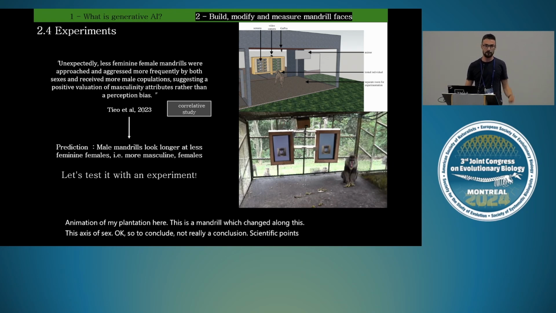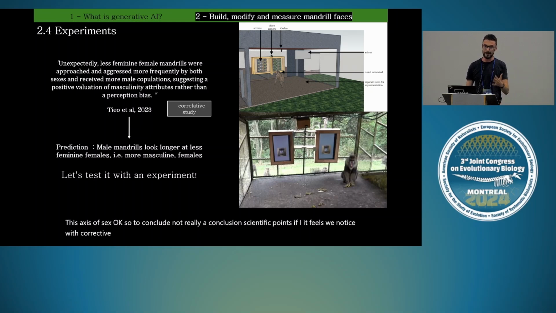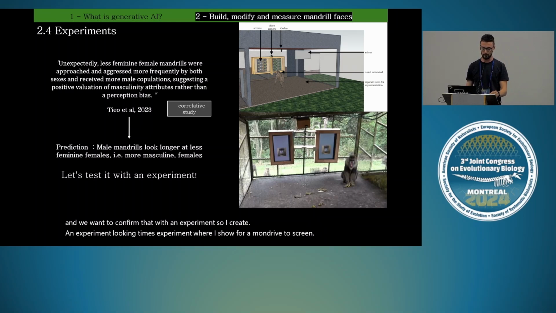Okay, so to conclude, not really a conclusion, scientific points. If in the field we notice with correlative study, male mandrills seem to prefer less feminine females. So it was strange, and we want to confirm that with an experiment. So I create an experiment, a looking time experiment, where I show a mandrill two screens where there are two female faces of the same individual, one more feminine, one less feminine. And it was especially for male mandrills.